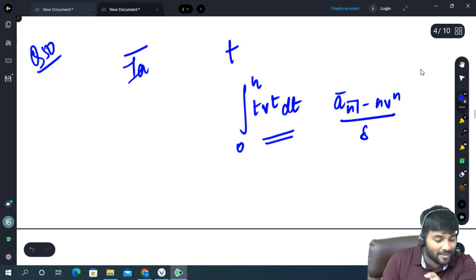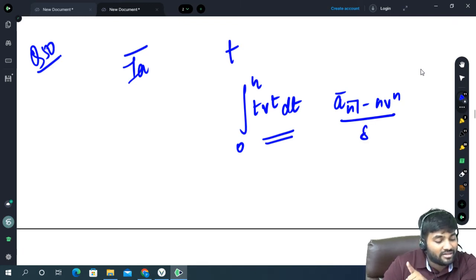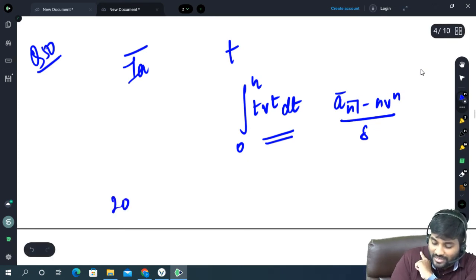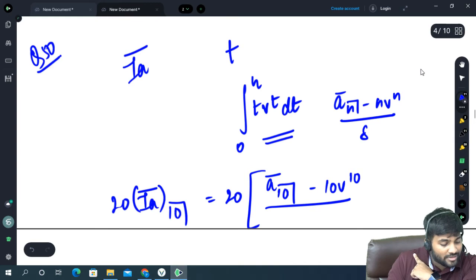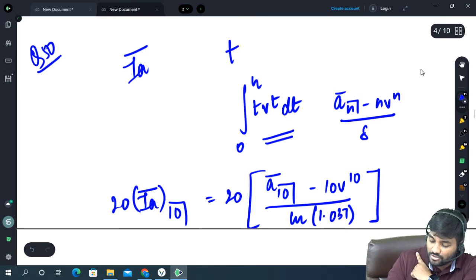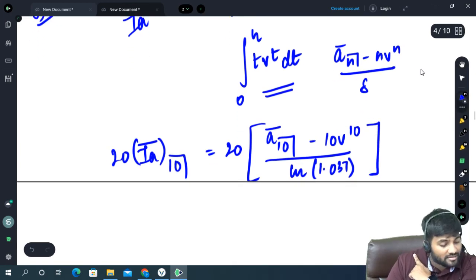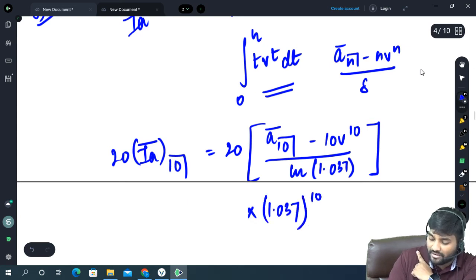Okay. So they are asking us to calculate the present value of the investment at time 0. So this will be what? 20 I A whole bar 10. Okay. So what is the answer? 20 times A bar 10 minus 10 v to the power 10 by delta. So delta is what? Ln 1 plus i, right? They have given us effective interest rate. Ln 1.037. Clear? Solve this. And then they are asking to calculate the accumulated value. So into 1.037 to the power 10. Solve.